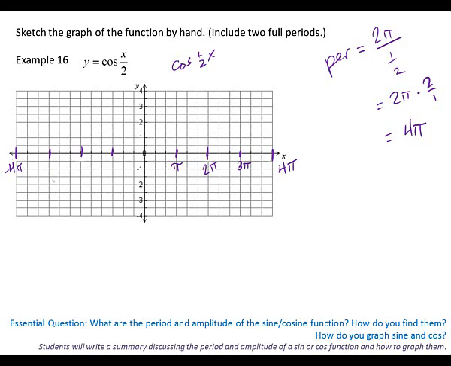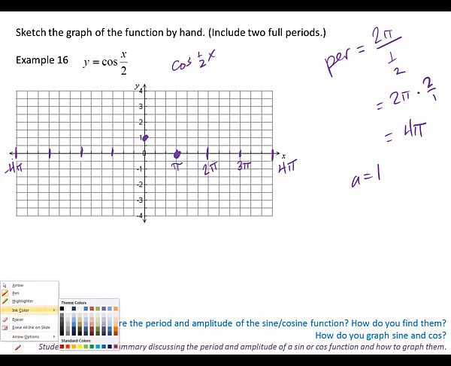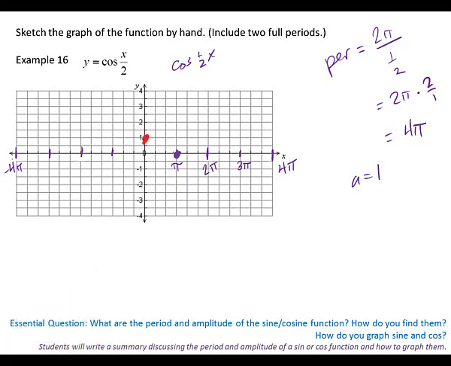All right. What's the amplitude? 1. It's 1, right? Because my coefficient in front is a 1. Now does cosine start at 0 or at 1? 1. Good. So does cosine go up first or down first? Down. And where I'm going to go down to 0. Then where do I go? So I was up at 1. I'm down at 0. Do I need to go up or down from there? Down to -1.